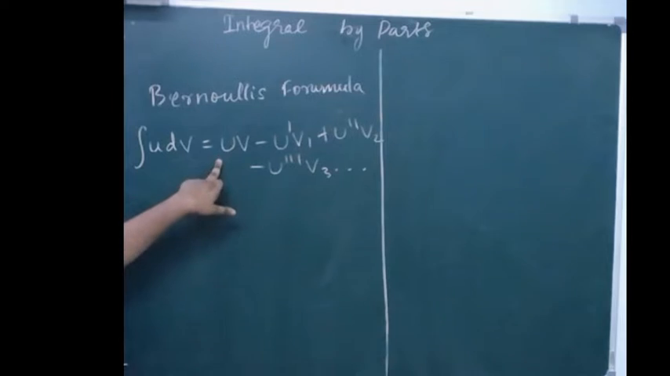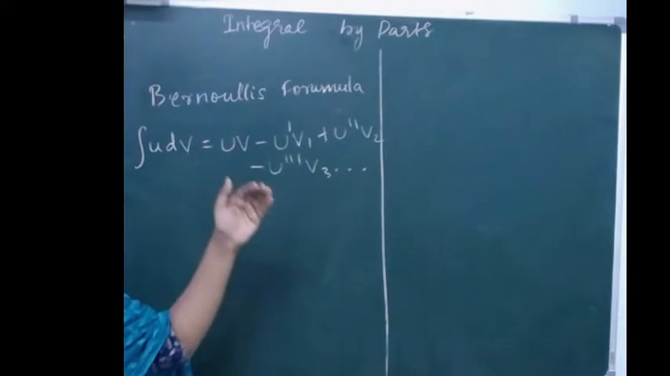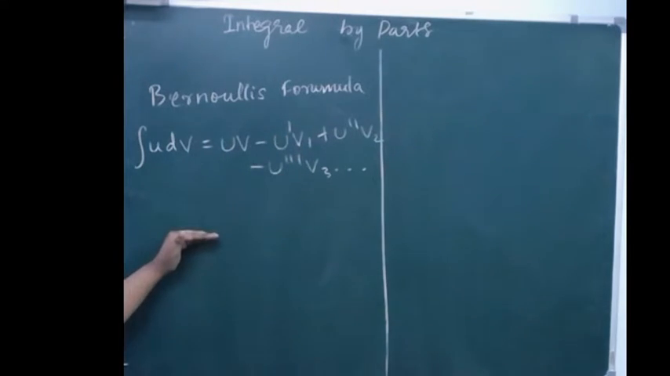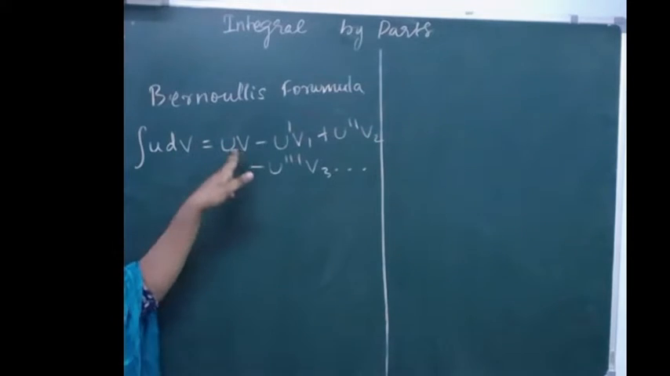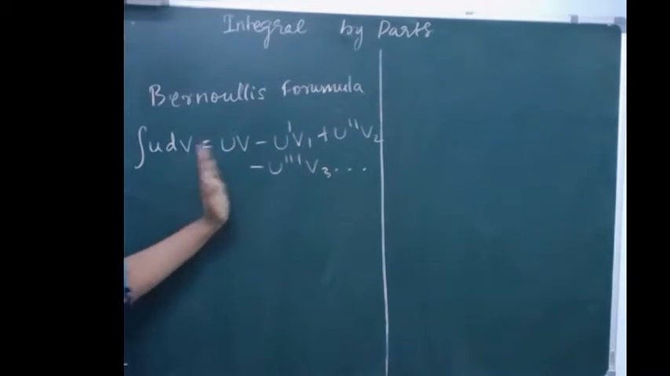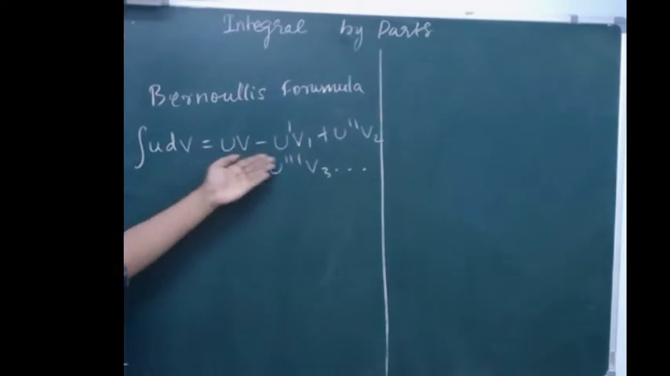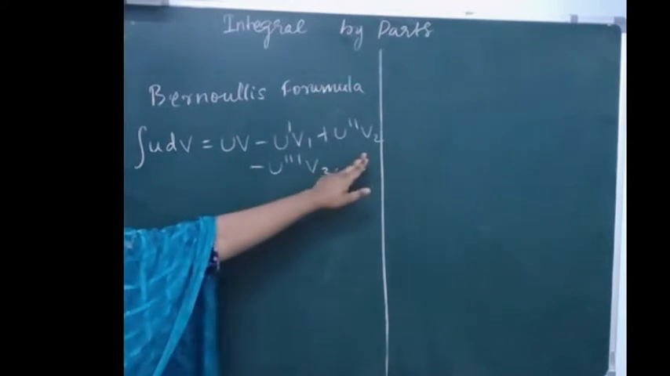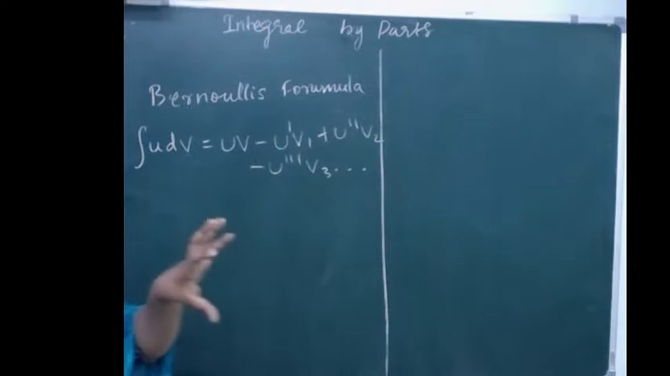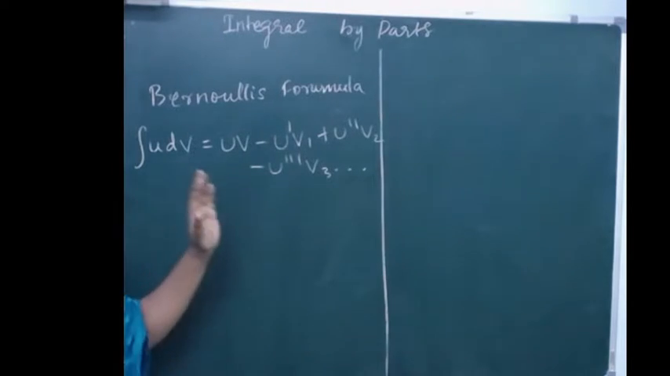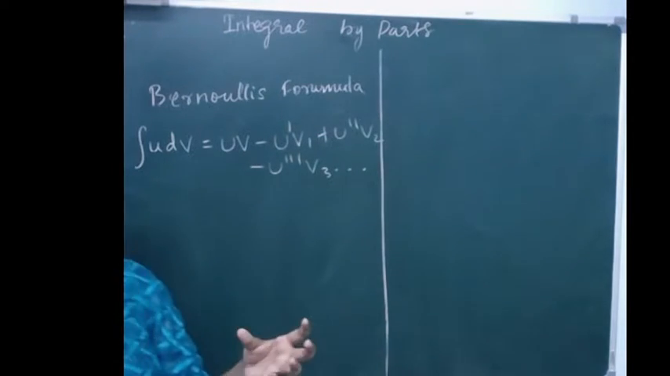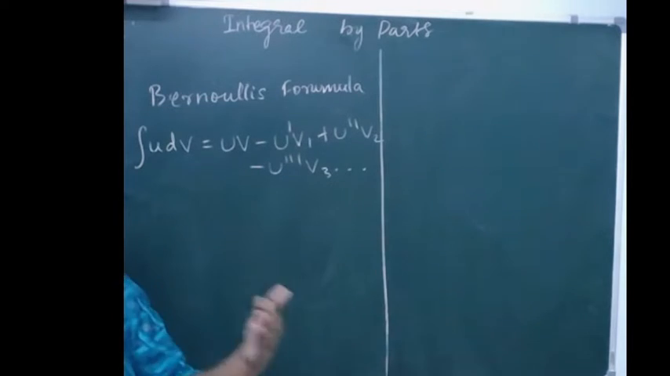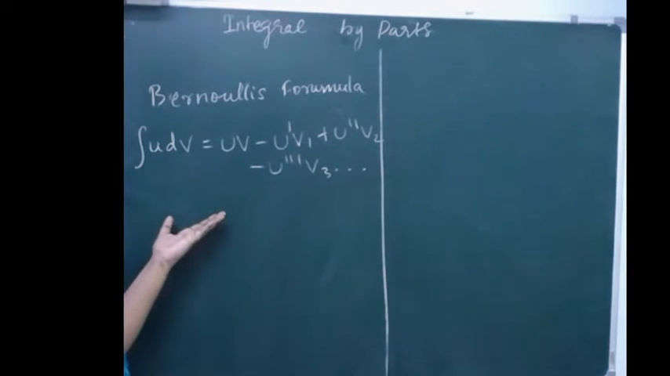Here u dash, u double dash continue till the constant term, and we have to integrate the v part accordingly. That is, if we differentiate u till u double dash, then we have to continue v till v2. So this is the concept, and it is used for products of functions. If we have multiple functions, we can use this Bernoulli's formula.